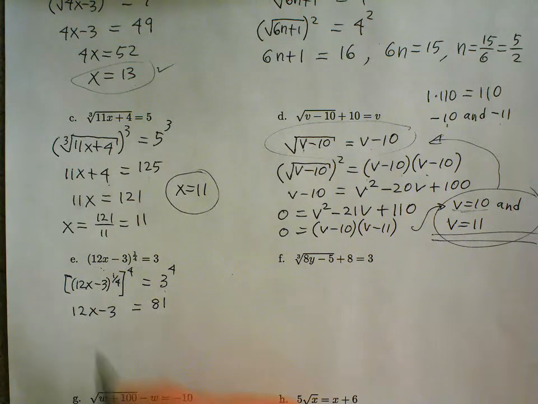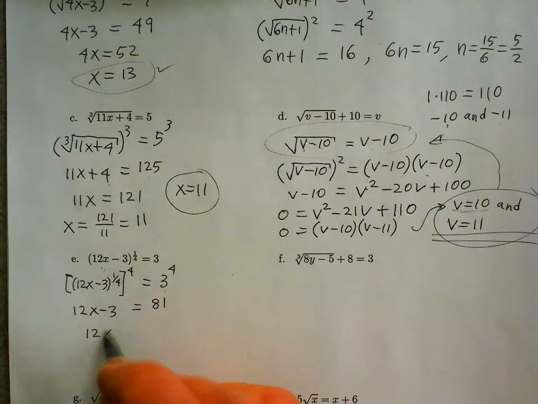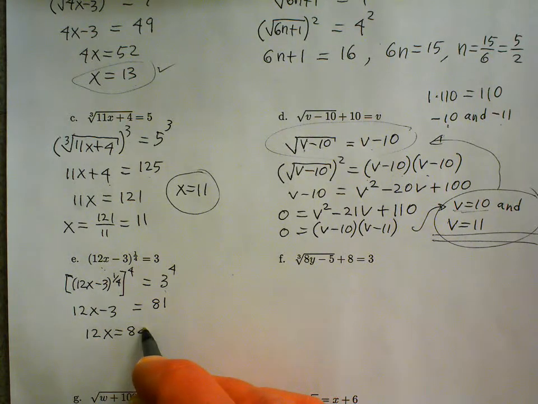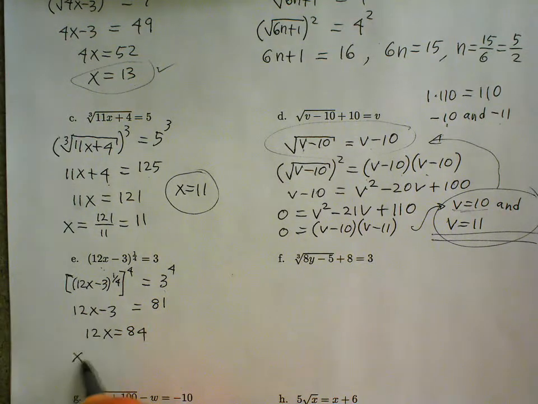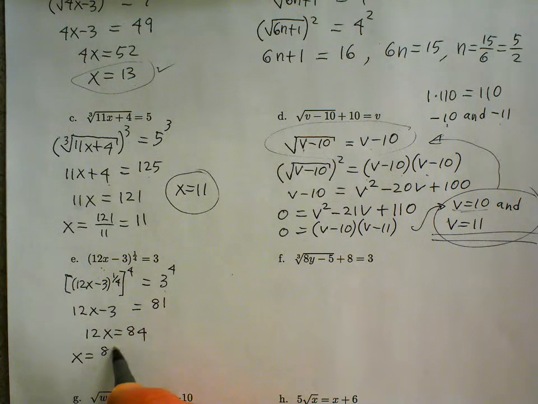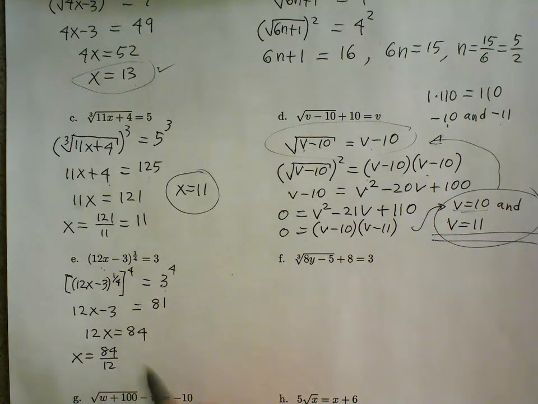Then add 3 to both sides, we get 12x equals 84. And x is 84 divided by 12, which is 7. So x equals 7.